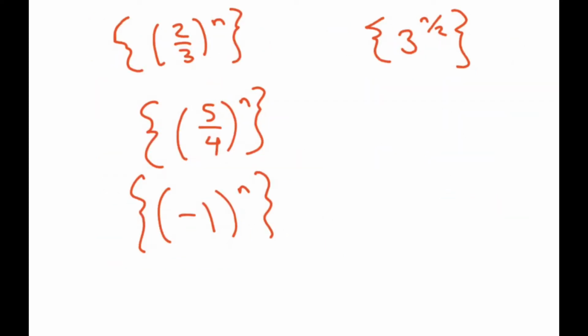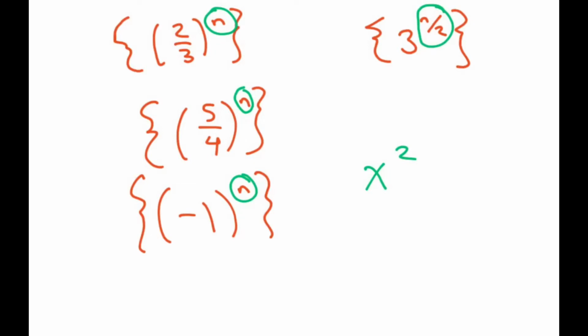Now for geometric, they all have an exponential form. When I'm saying exponential form, I mean the variable is in the power part, the exponent. Okay? So it should look like that. This is not exponential. That's quadratic.